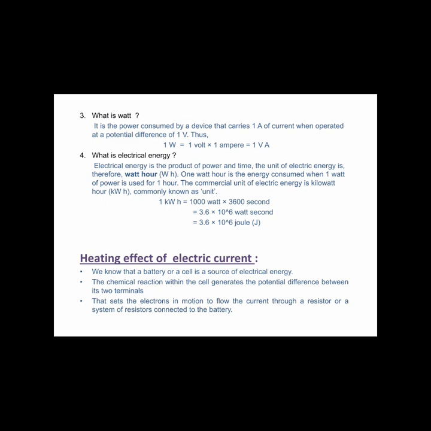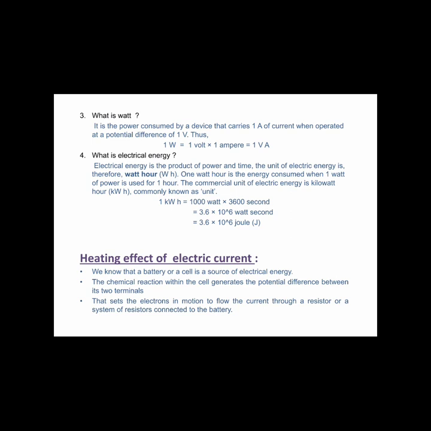Now, what is electrical energy? Electrical energy is the product of power and time. The unit of electrical energy is therefore watt hour. 1 watt hour is the energy consumed when 1 watt of power is used for 1 hour. The commercial unit of electric energy is kilowatt hour. 1 kilowatt hour is equal to 1000 watt into 3600 seconds. So 3.6 into 10 to the power 6 watt seconds, that equals 3.6 into 10 to the power 6 joule. Now, heating effect of electric current.